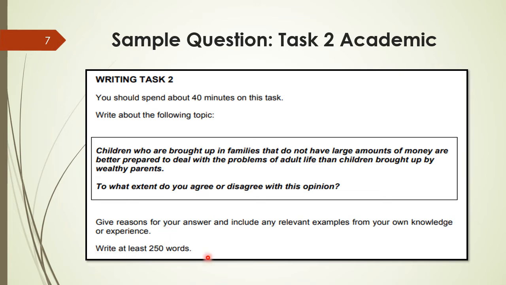So write at least 250 words. Apply the same formula as I told you in task 1, how to write 250 words. It's very easy. Once you do it, you will do it again and again without any problems. So this is an argument. Okay, so what you do is you plan for 5 minutes.